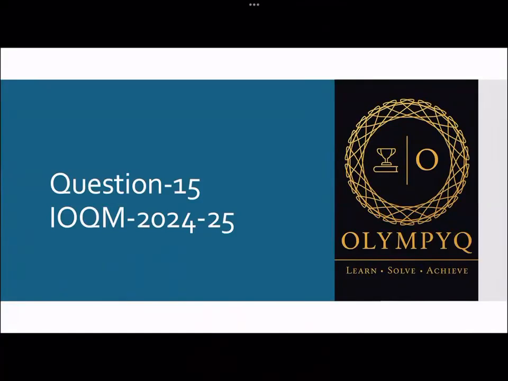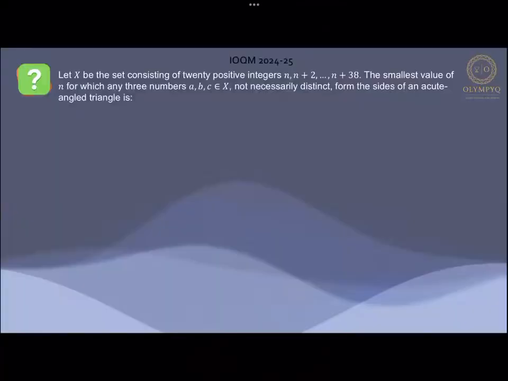This is question number 15 of IOQM 2024. The question says, let X be the set consisting of 20 positive integers, that is n, n plus 2, and so on till n plus 38. Find the smallest value of n for which any three numbers a, b, c, not necessarily distinct, form the sides of an acute angle triangle.